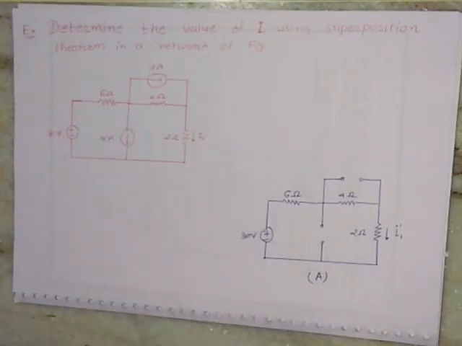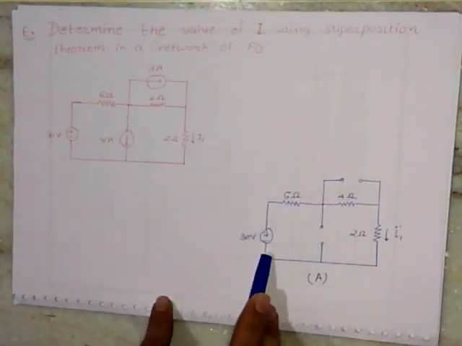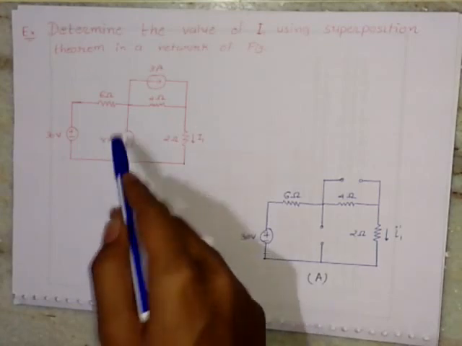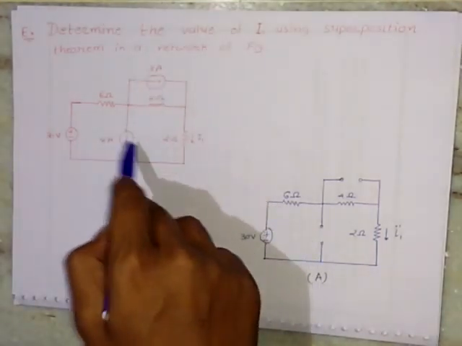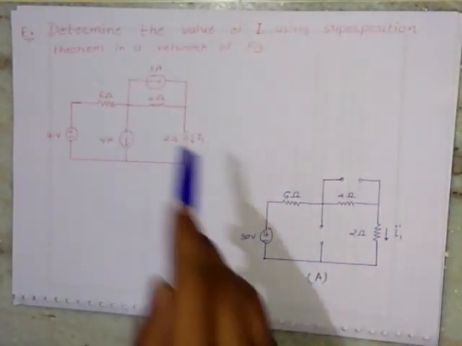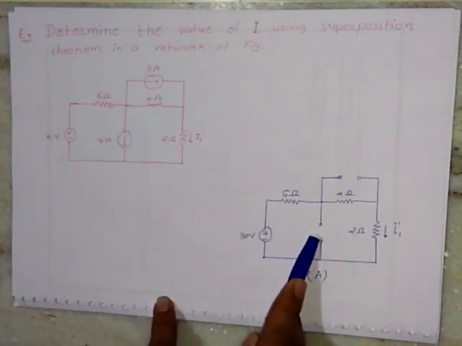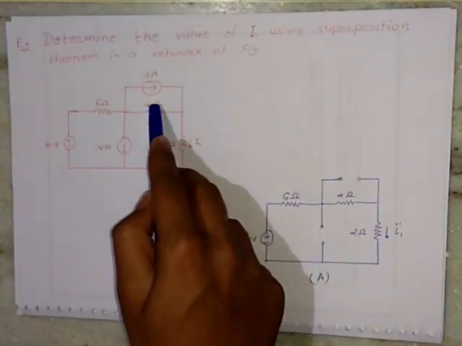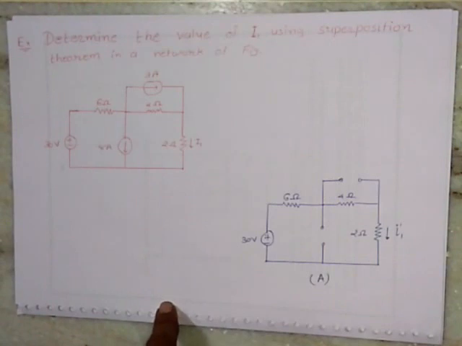For that, first of all we take the 30 volt source, while all other sources are replaced by 0. It means this is an independent current source and hence it acts as an open circuit. Here is also a current source, hence it also acts as an open circuit.